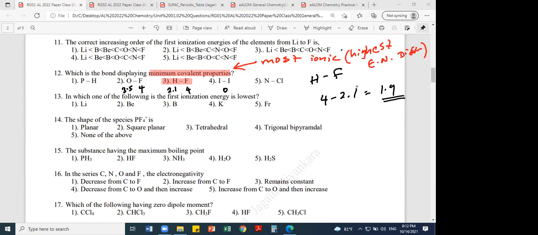Chaniti, your answer is correct if they have asked maximum covalent properties. Then the answer is 4. Understood, Chaniti? If they have asked maximum covalent properties, then the answer is 4. Most covalent. Then Dulshan also put the fourth answer. Did you understand, Dulshan? If they ask maximum covalent properties, it means lowest electronegativity difference. Electronegativity difference 0 means pure covalent bond.